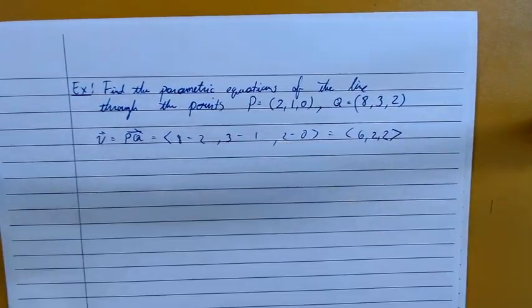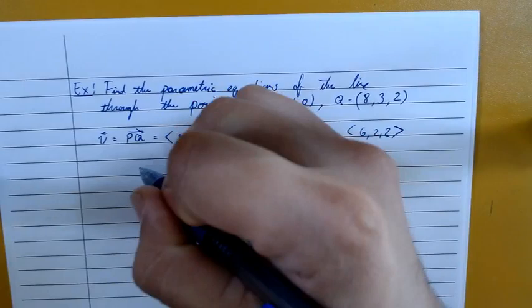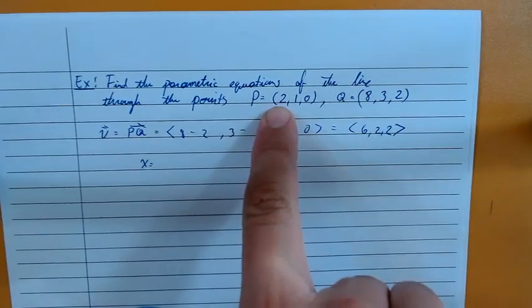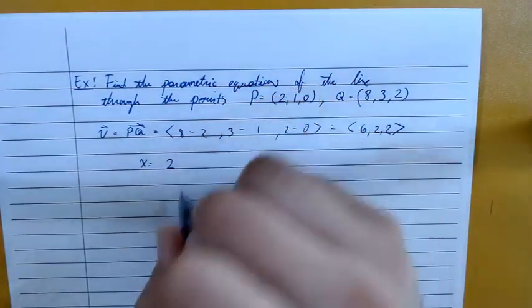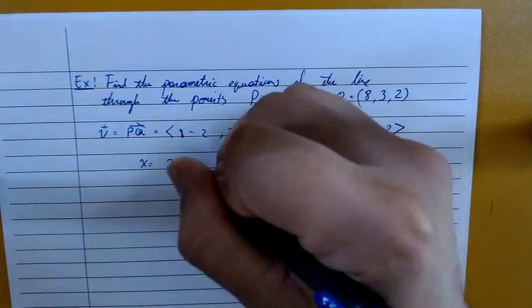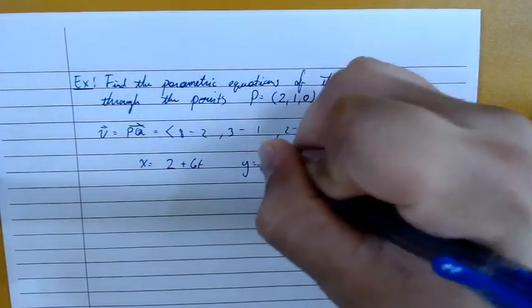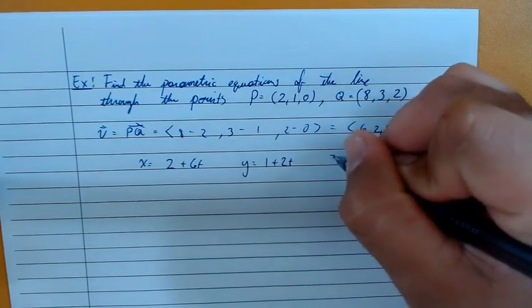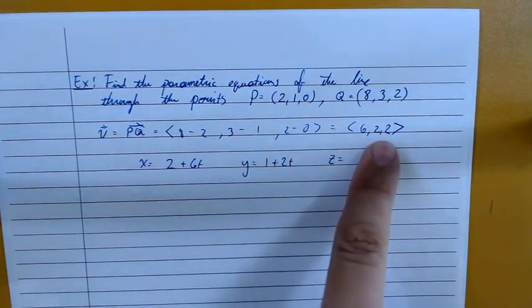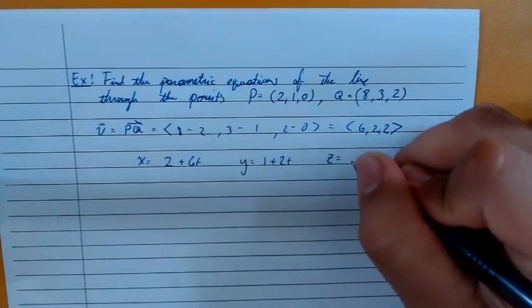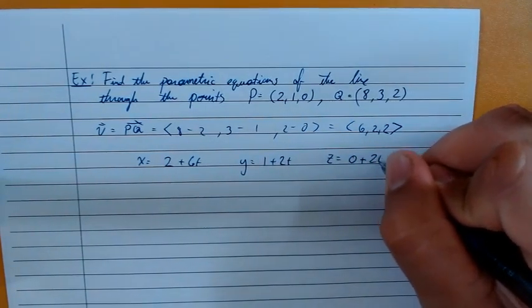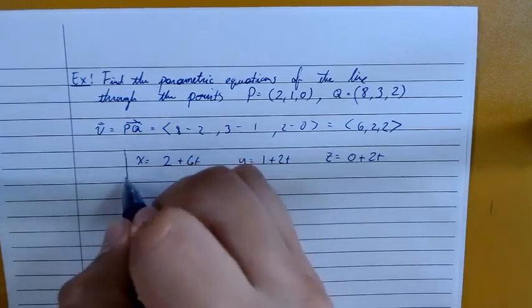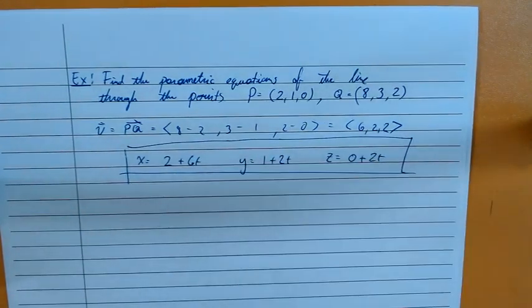So there's our v. And so now our parametric equations are nice and simple. X is equal to, take your x1, there's where you're starting from, there's your point P, 2, plus 6t. We get y is equal to 1 plus 2t, and z is equal to 0 plus 2t. If you don't want to write the 0, that's fine. You can say 2t. But just to be consistent, I'll write 0 plus 2t. If you just left that 0 off, that would be fine. So there is our parameterization. These are the parametric equations that describe our line.